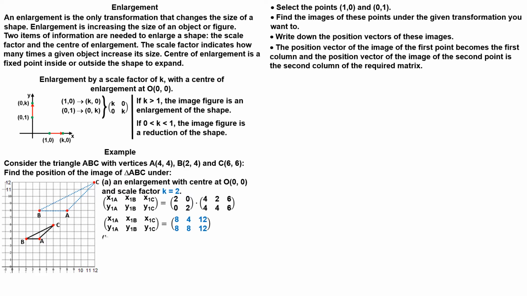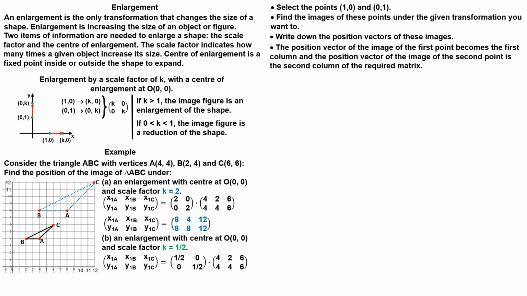Find the position of the image of triangle ABC under an enlargement with center origin and scale factor k equals 1/2. We will do the same, but now the scale factor is greater than 0 and less than 1. Then the enlarged shape will be smaller than the original shape. Take the transformation matrix and left multiply it by the shape matrix of triangle ABC.